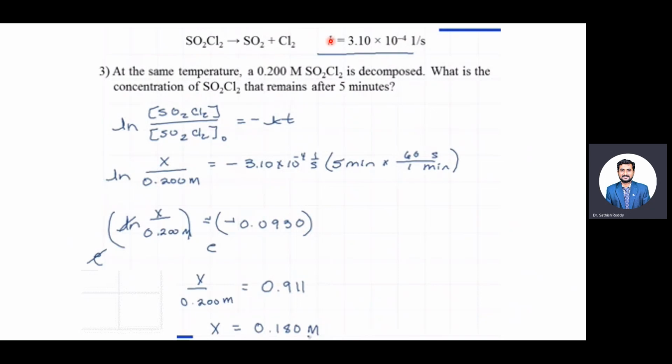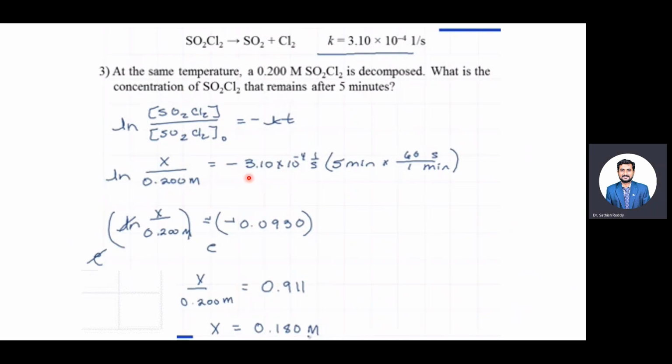So this is the rate at the same temperature. A 0.200 molar SO2Cl2 is decomposed. What is the concentration of SO2Cl2 that remains after 5 minutes? This is [SO2Cl2]0, and this is [SO2Cl2] after time t. This one is minus k. So how much x is formed? How much SO2Cl2 is there? How much is decomposed after time t?